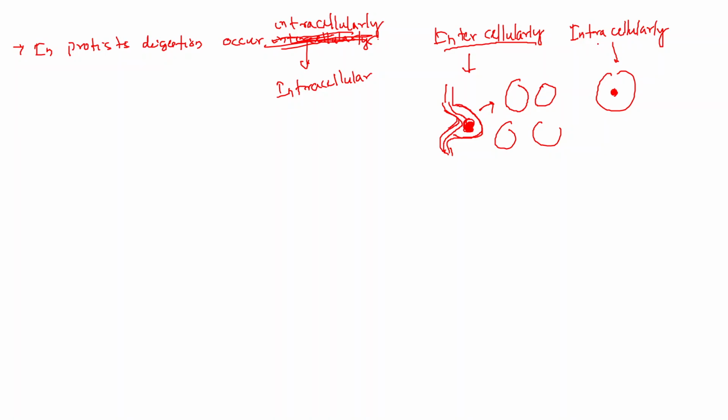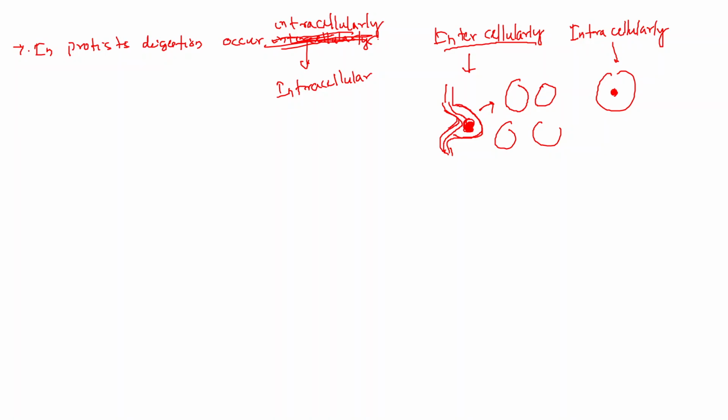This is all about intercellular digestion or intracellular digestion. And in protists, we can notice intracellular digestion. Why do we notice only intracellular digestion? Because most of the protists are unicellular organisms. So here we cannot notice intercellular digestion.